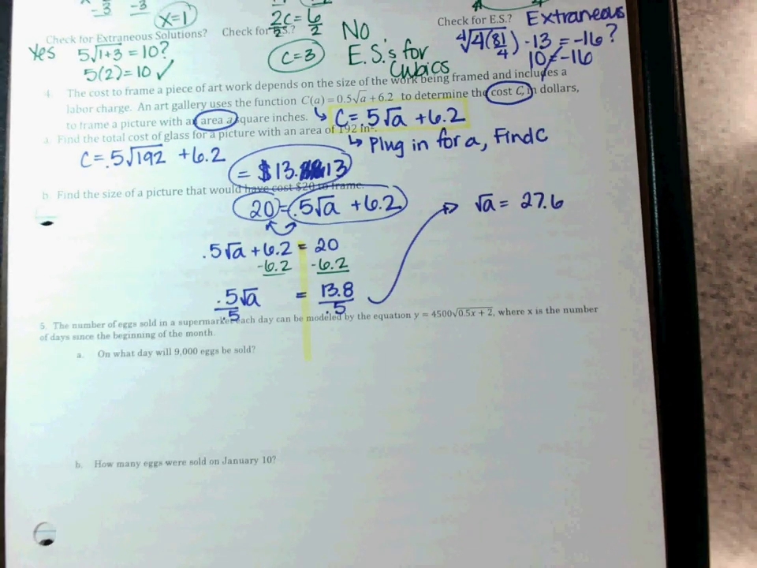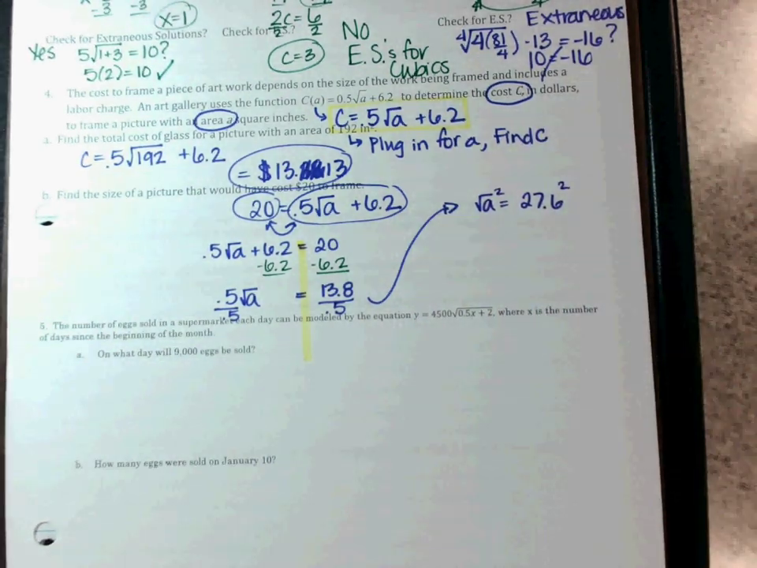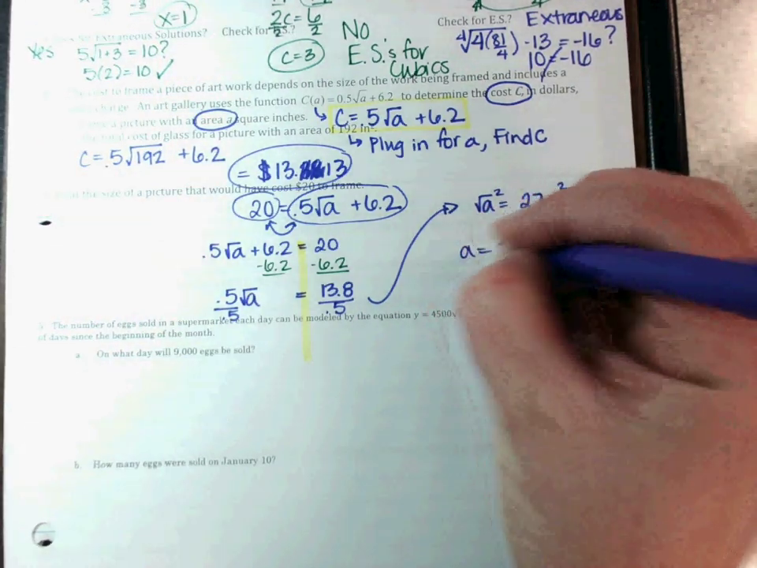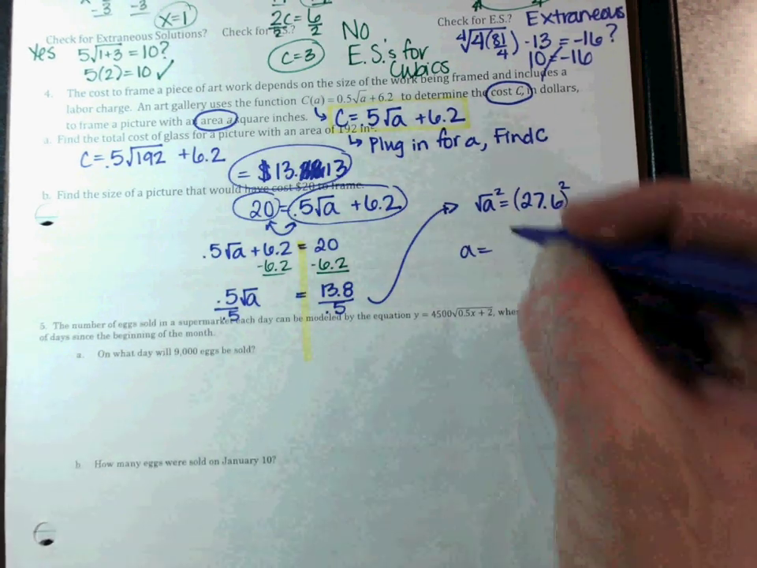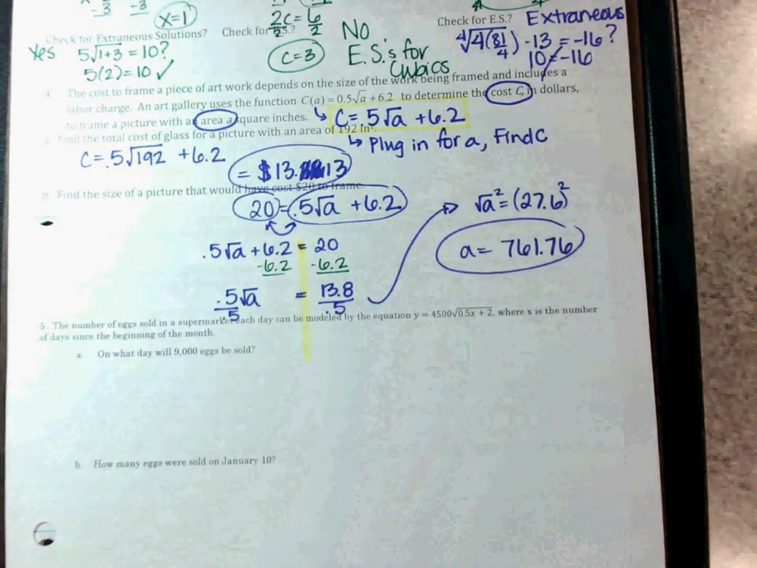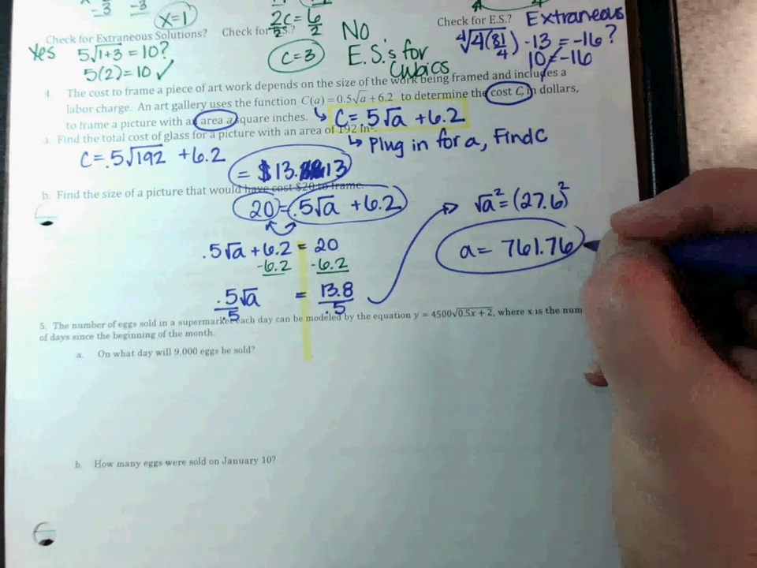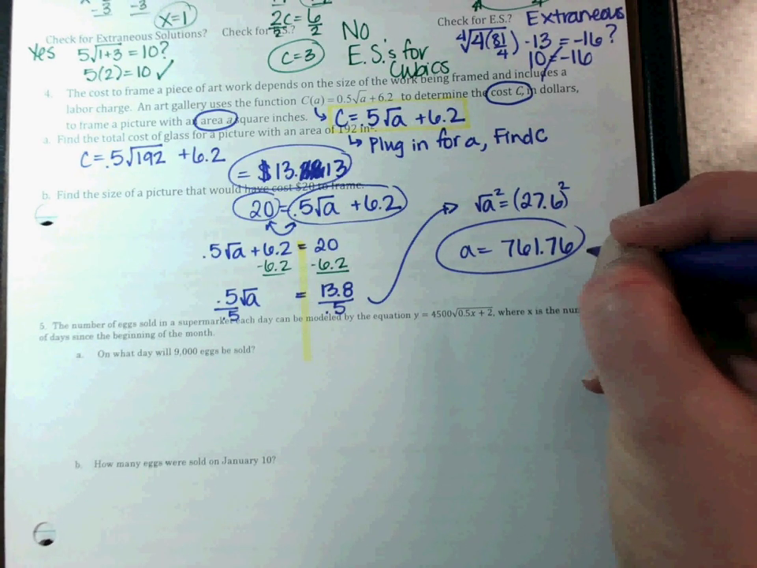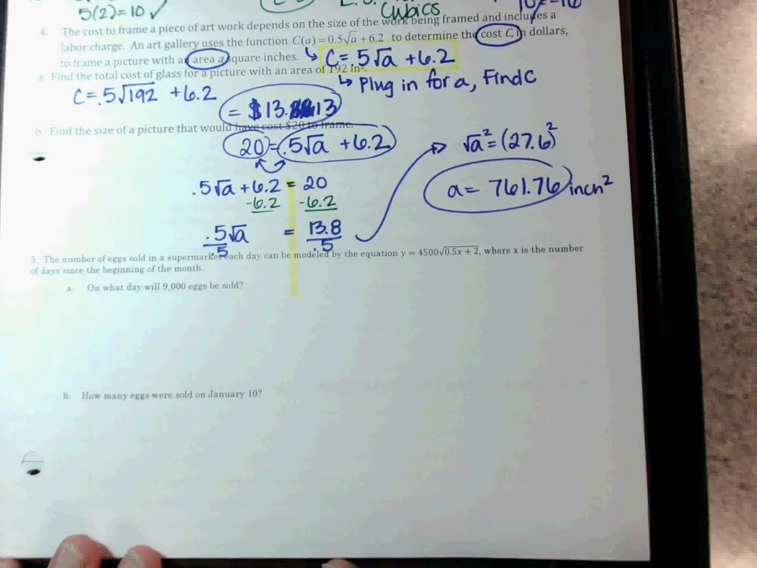And then what would I do from there? Square. If it's a square root, I want to square to get rid of it. So then I'd have A equals whatever 27.6 is when I square it, which comes out to be 761.76. Since that's area, that would be square inches. Or was it inches? Yeah, so inches squared.